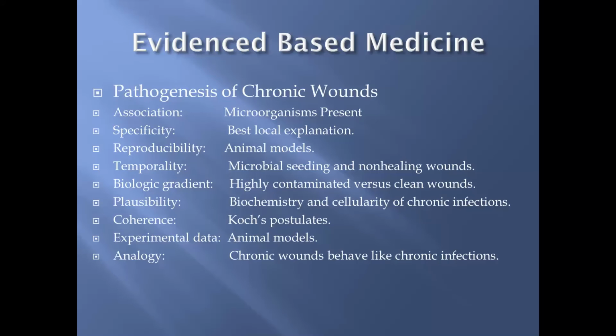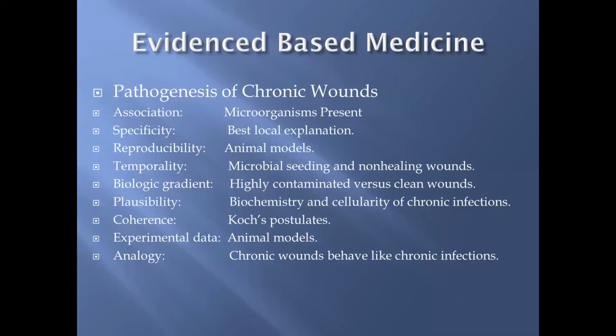So the causative agent has to be associated with the lesion, and it is 100% of the time. Specificity, is there a specific reason why we see what we see? If you use host explanations, well, there's poor circulation or there's pressure, etc., then you can't explain why, if we biopsy by a wound, or if we get a tape tear or a traumatic wound next to a chronic wound, those things all heal up in 2 weeks, whereas the chronic wound keeps going. So it can't be host deficiencies. The best local explanation is the microorganisms.